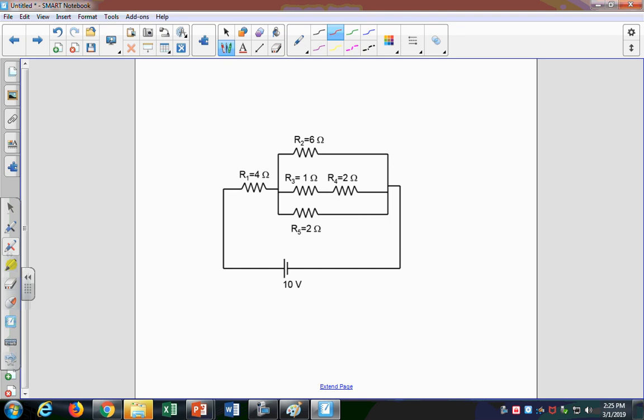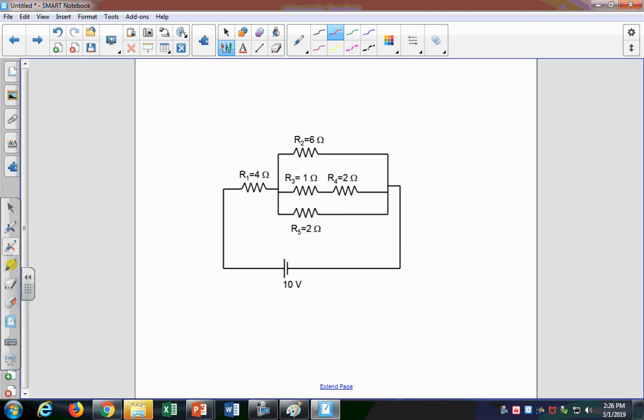All right, so I have a 4 ohm resistor in series with this big parallel thing. When I go to simplify this, I'm going to start with R3 and R4, because these are purely series. I look for the thing that is only series or only parallel. And this will be 3 ohms. And then I'll have a 3, 6, and a 2 in parallel. Is that 1 ohm? Yeah, so a 3, 6, and 2 in parallel is 1 ohm. And then I have a 1 and a 4 in series. And so my equivalent is going to be 5 ohms.